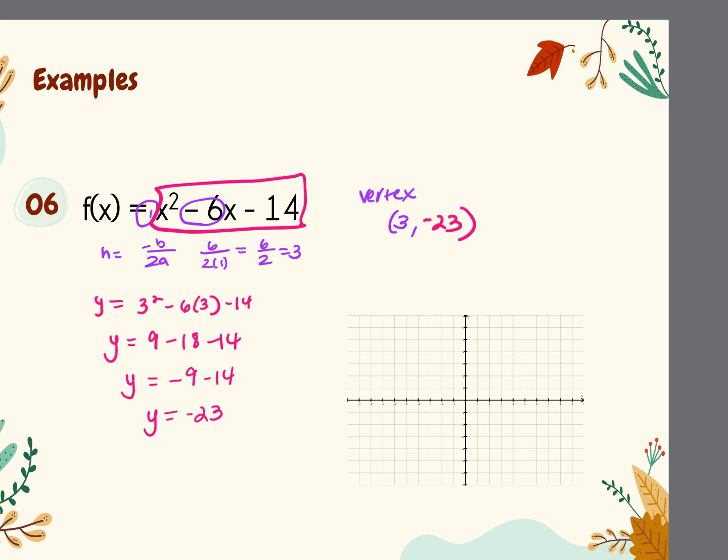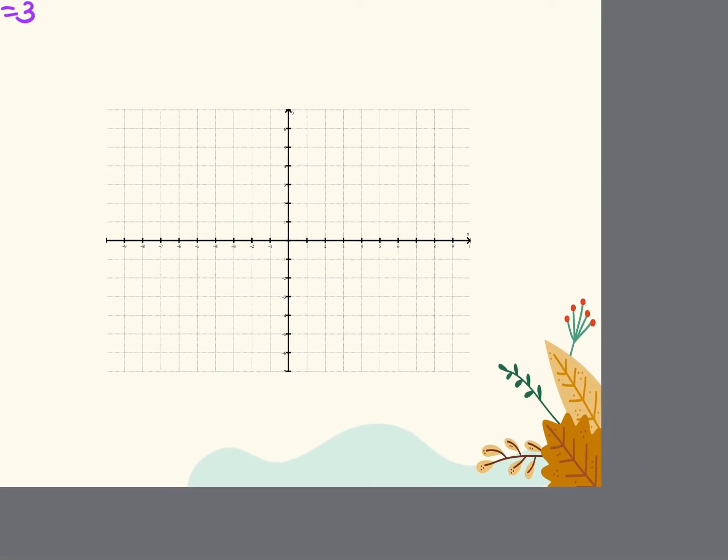All right, so now I've got a vertex that's 3, negative 23. So I'm going to go by 2's here. So this would be negative 2, 4, 6, 8, 10, 12, 14, negative 16, negative 18, 22, negative 24. So 3, negative 23 would be all the way down there.